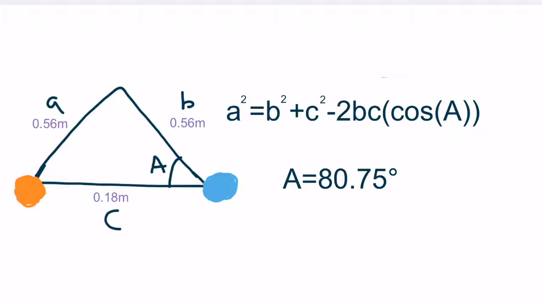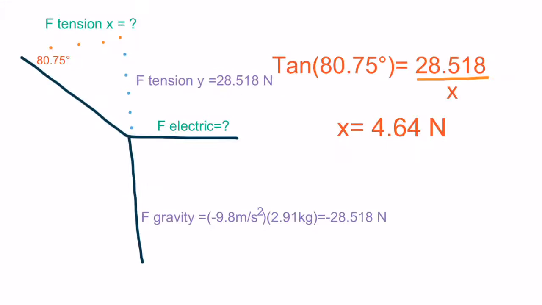Before determining the values of each vector, we had to figure out the angle made by the string when the balloons repelled each other. This was found using the law of cosines equation and plugging in the numbers to ultimately get an angle of 80.75 degrees. After that, we had to solve for the force of gravity, which came out to be negative 28.518. Consequently, the y component of tension becomes positive 28.518, since it is the only other force acting in the y direction, so it cancels out the force of gravity because the net force is 0.